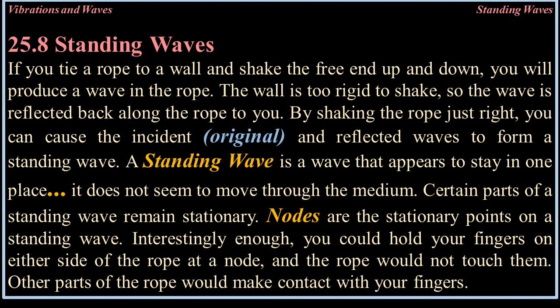Certain parts of the standing wave remain stationary. Nodes are the stationary points in the standing wave. Interestingly enough, you could hold your finger on either side of the rope at the node and the rope would not touch them. Other parts of the rope would make contact with your fingers.